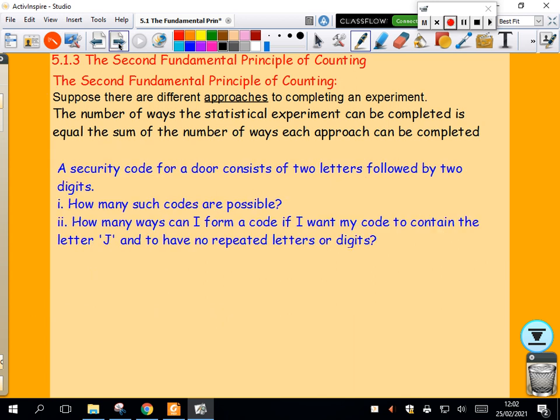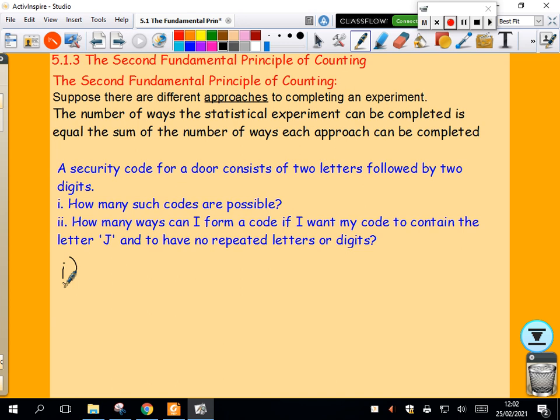Okay, let me look at another question. It says a security code for a door consists of 2 letters followed by 2 digits. How many such codes are possible? So let's look at the question. How many such codes are possible? Choose 2 letters, then choose 2 digits.